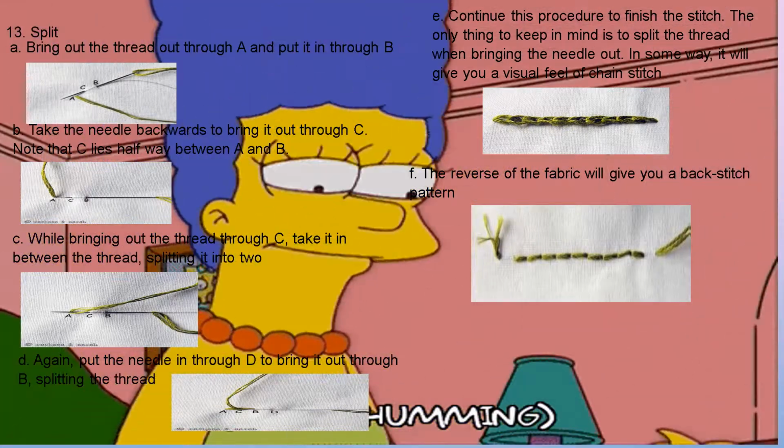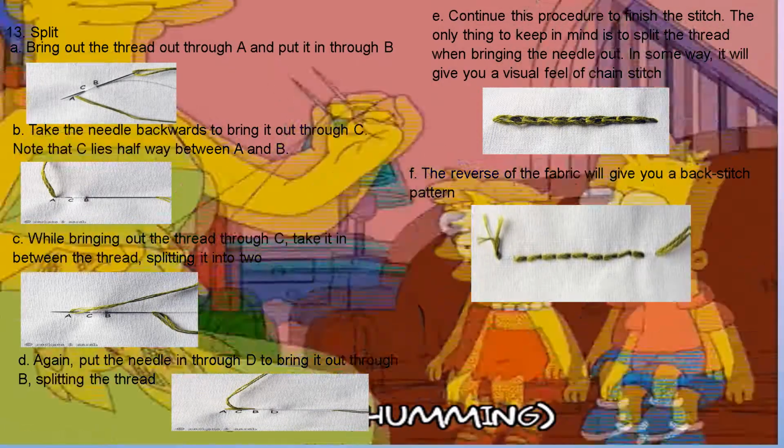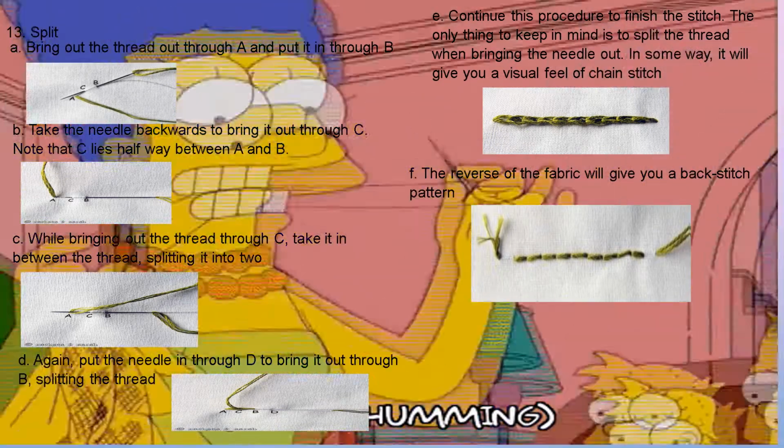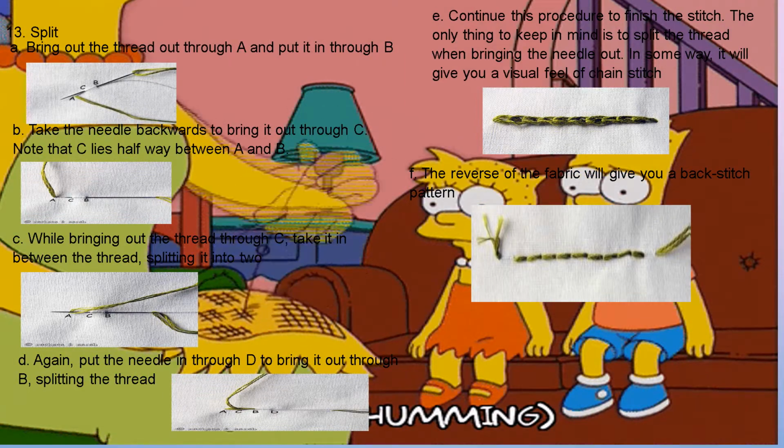The only thing to keep in mind is to split the thread when bringing the needle out. In some way, it will give you a visual feel of chain stitch, as you can see in the picture below in letter A. Next, the reverse of the fabric will give you a backstitch pattern, as you can see in the picture below in letter F.